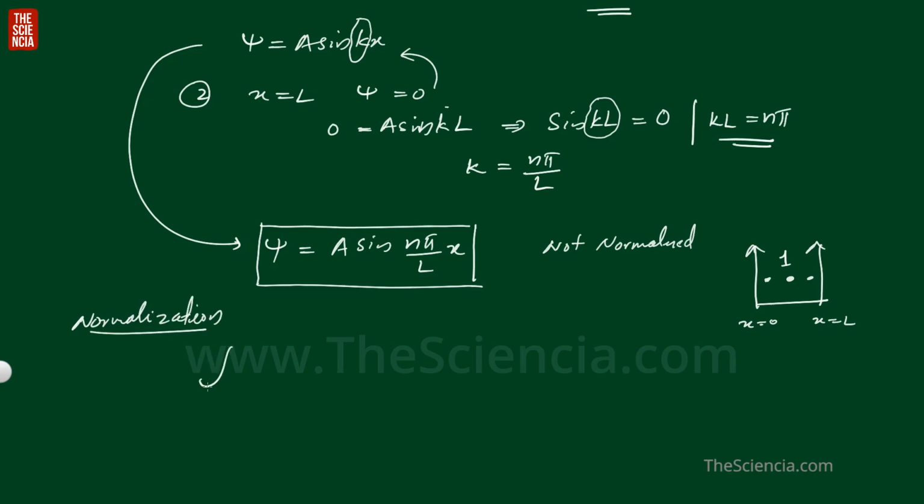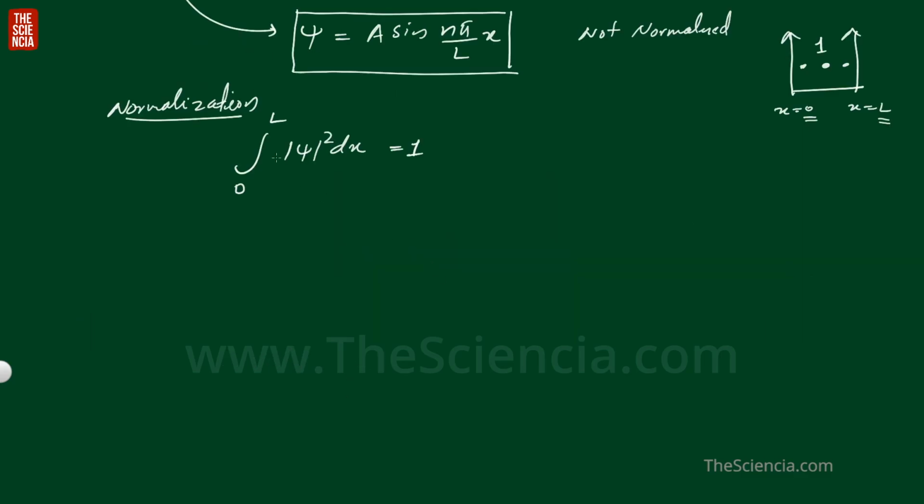I think you know the equation: the particle is between x equal to 0 and L. So the integral from 0 to L of mod psi square dx should be equal to 1. So we have to substitute this equation, and the solution of this integral should be equal to 1. If it is not equal to 1, we have to make it equal to 1. That is called the normalization process.